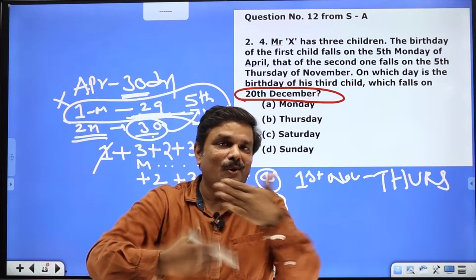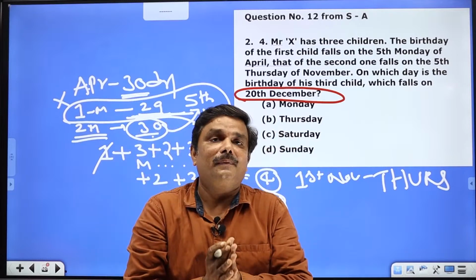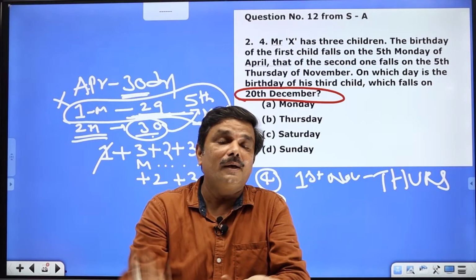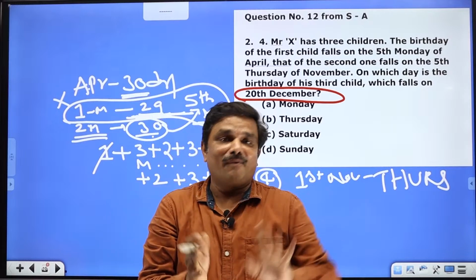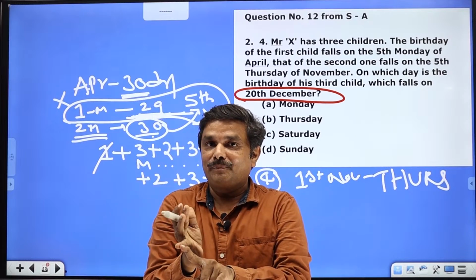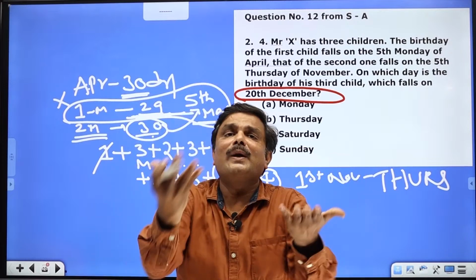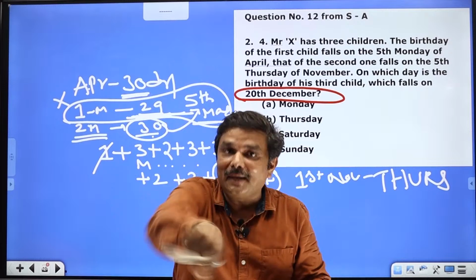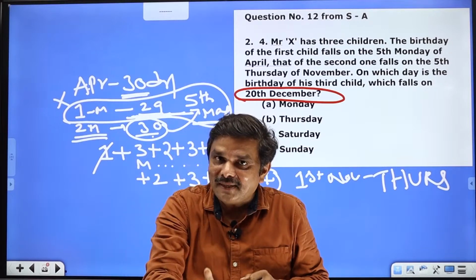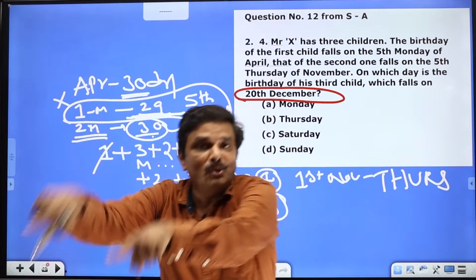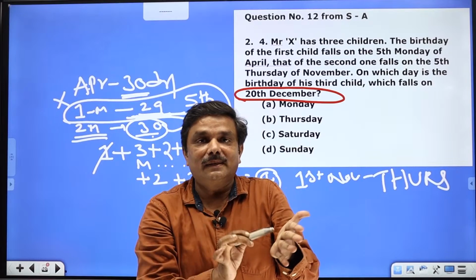This calendar's concept is very interesting if you understand that one. 29th November is Thursday. Then what day will it be on 20th December? From 29th November add 30th, 1, plus 20 days, plus 20 because I need to find out 20th. So 21 days. 21 divided by 7. How many odd days are there? 0 odd days are there. That means where you have started, there you are going to end. That means 29th November was Thursday.